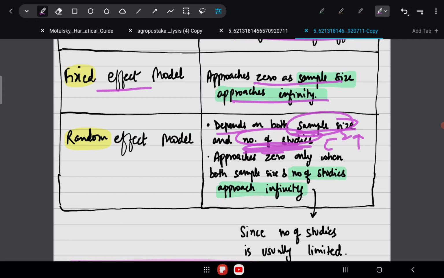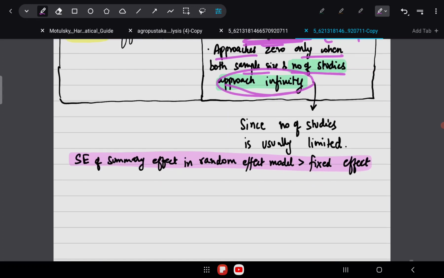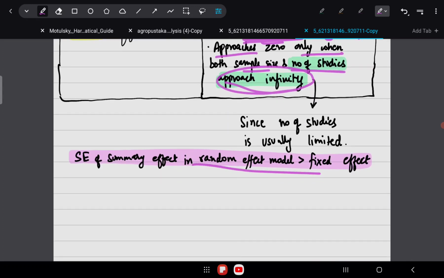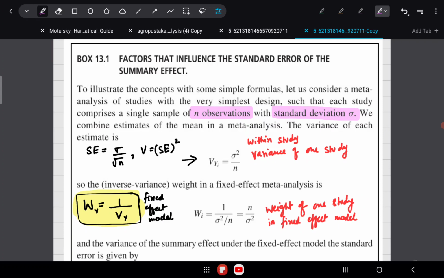In fixed effect modeling, the most important thing is the sample size of the study, and the variance will approximate 0 when the sample size approaches infinity. But in random effect modeling, variance also depends on the number of studies because tau square will only approach 0 when the number of studies is infinity. So in random effect modeling, the standard error of the summary effect will approach 0 only when the sample size and the number of studies approach infinity. And if you want to see this concept through a formula, I can show you.